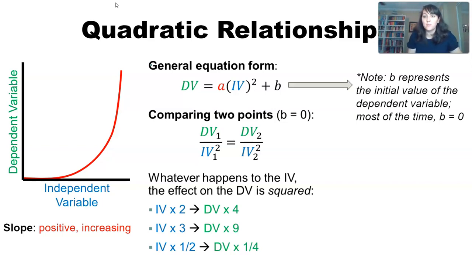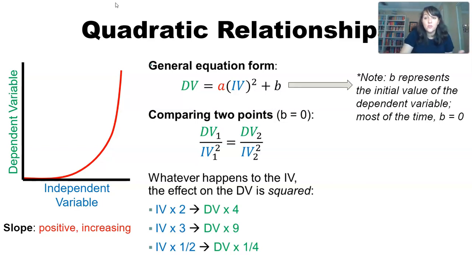Or if I multiply my independent variable by 1/2, we multiply the dependent by 1/2 squared, also known as 1/4, all right? So we get this kind of square proportional reasoning where we have to keep track of which is the independent variable, which is the dependent variable, and then whatever factor our independent variable is changing by, we're going to square that to figure out the effect on the dependent variable. Okay, so that's quadratic relationships in general.